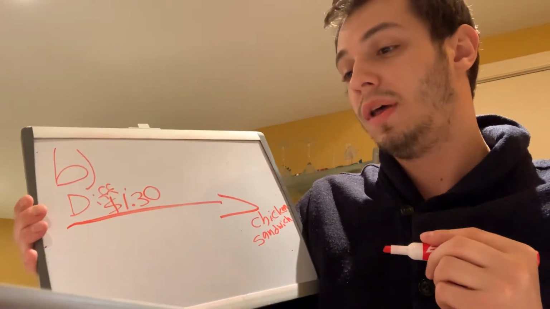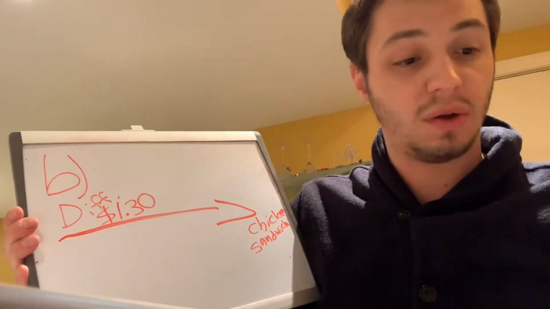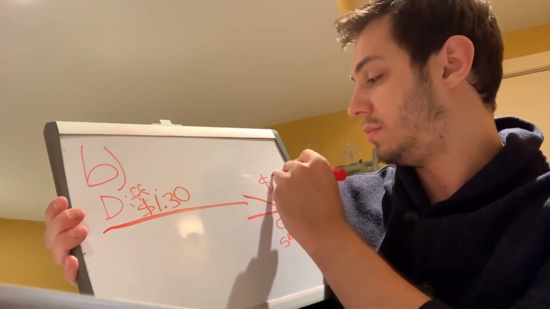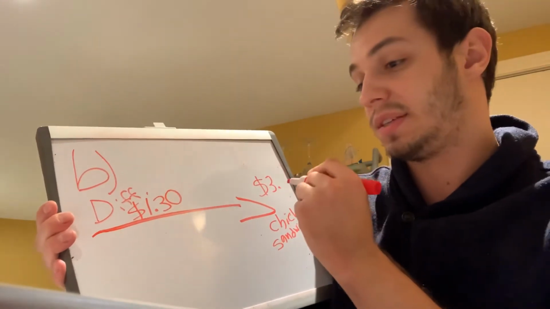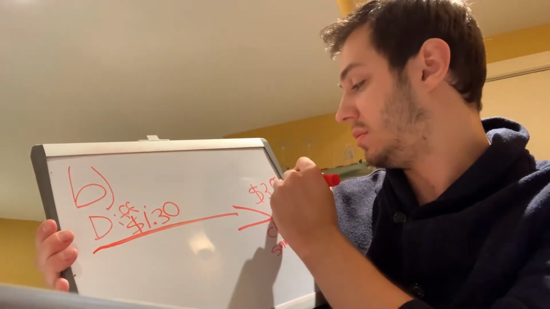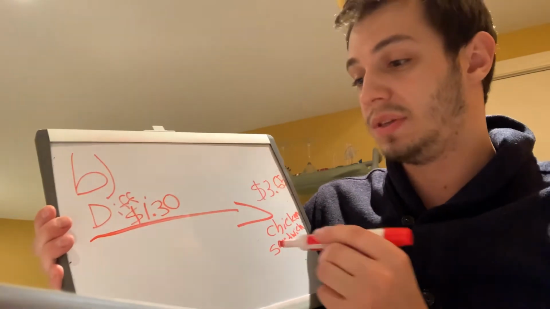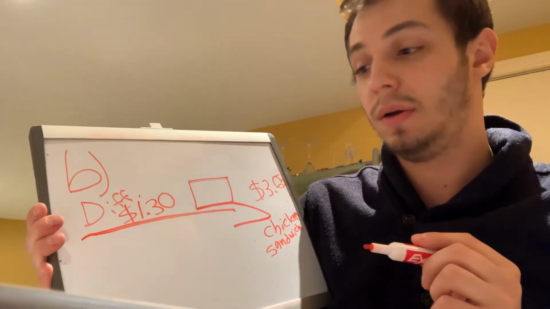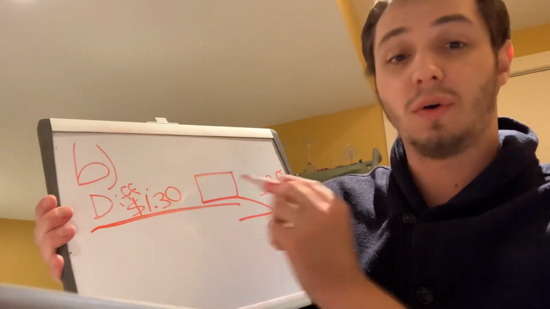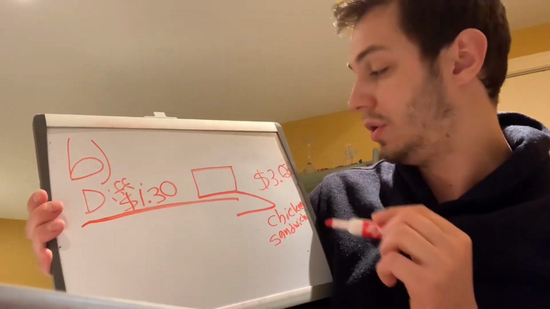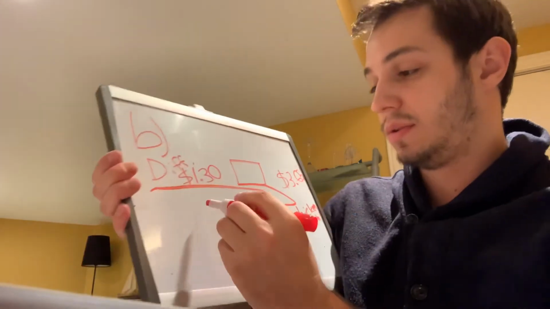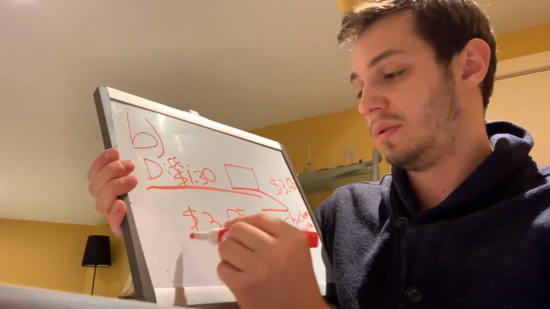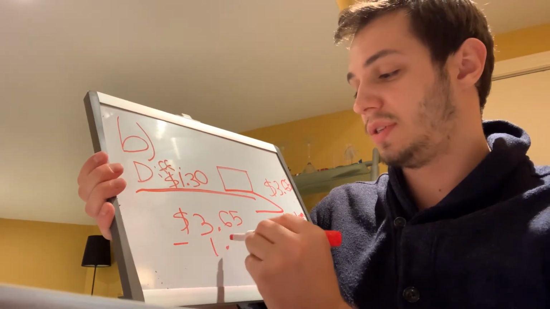We know that the price of the chicken sandwich from our textbook is $3.65. Your job is to find out the price of the mystery item. So you're going to have to solve for the small number. So you're going to subtract $1.30 from $3.65.